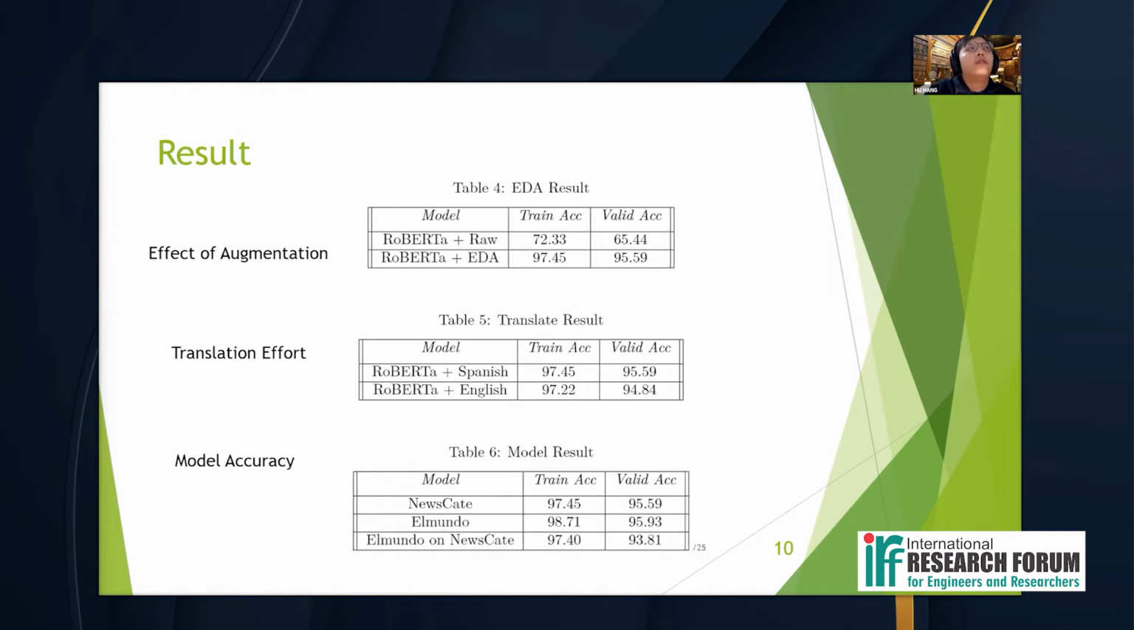And here are the results. In the first table, you can see that after the augmentation, the accuracy on both the train and the valid sets is improved significantly. And we find augmentation may help a lot for the training. And then for the Spanish version and the English version, there's not too much difference. So the translation is not doing too much harm to the accuracy of the model.